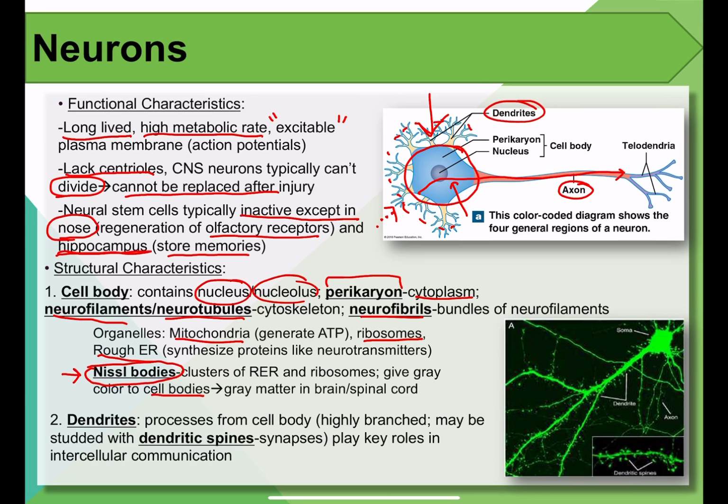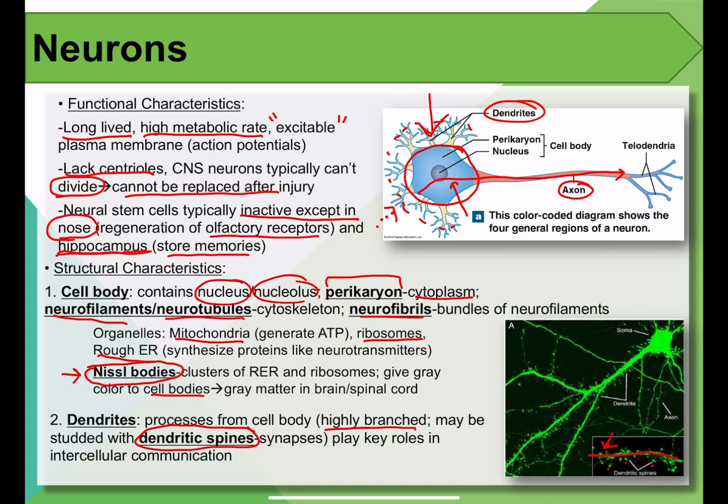Okay. So these are little extensions or processes that extend from the cell body. They're highly branched, and sometimes they can be studded with what are called dendritic spines. For example, here is a dendrite, and you see these little circles and dots there and there.